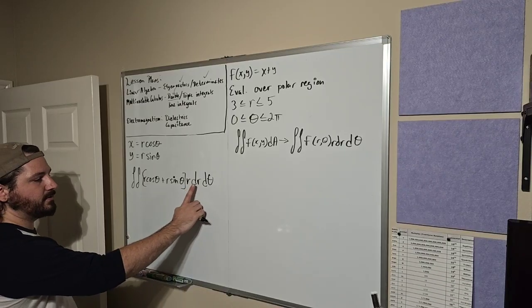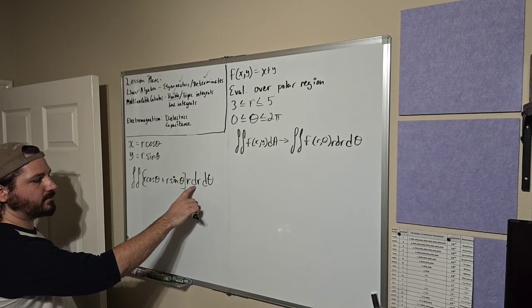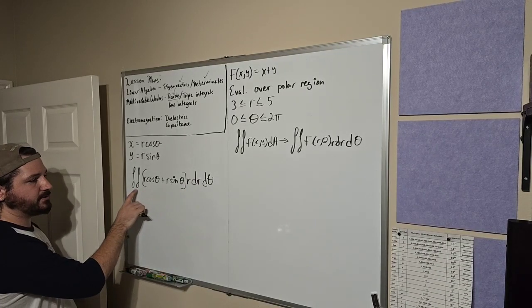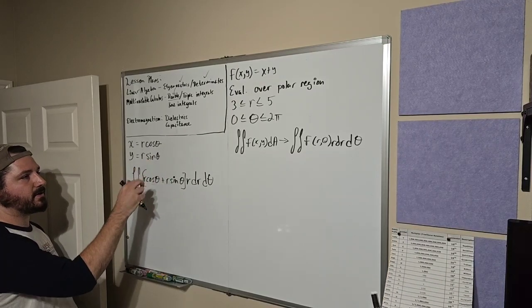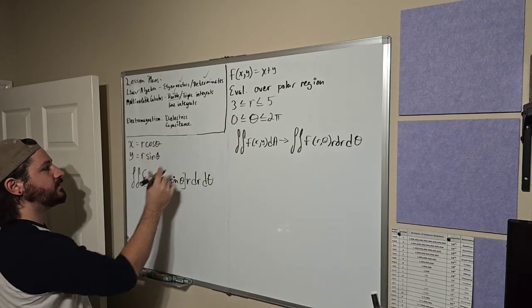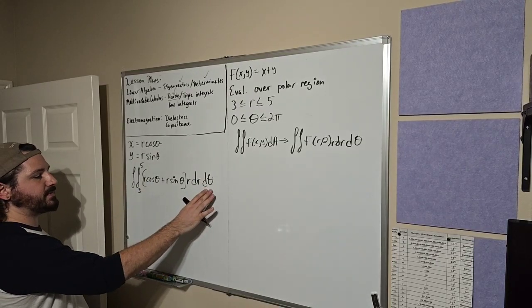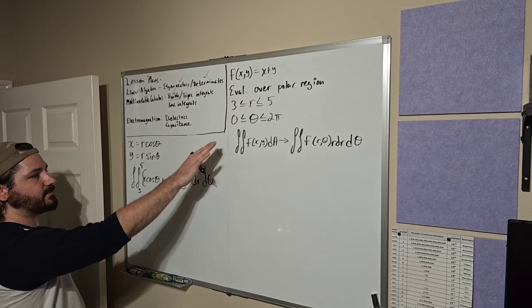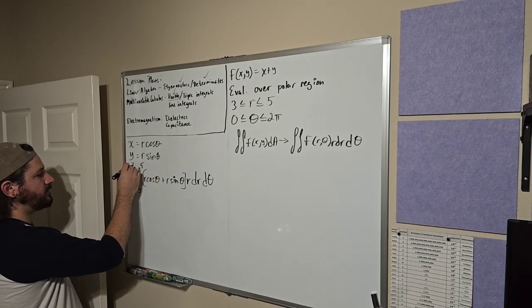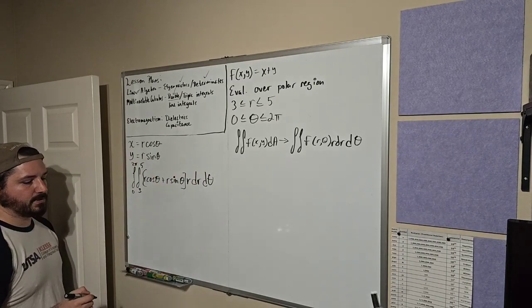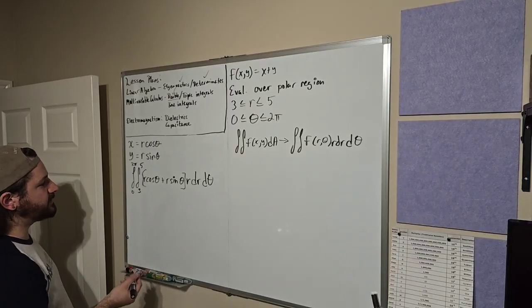Now remember, our respectiveness is first. So the inside integral is with respect to r, and we're given our bounds up here, so we can do this inside integral from 3 to 5. Then the outside integral is with respect to theta, so we have 0 to 2 pi. Okay, so let's distribute everything algebraically and start solving.